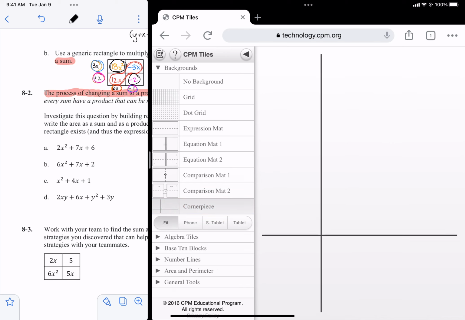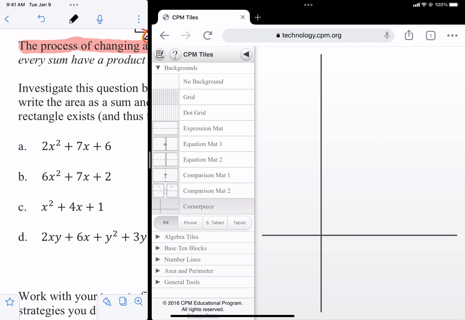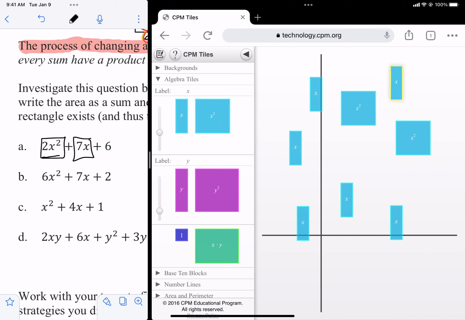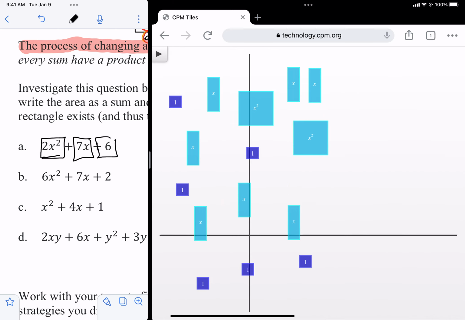Now, in order to use this background, we look at the expressions that we have over on the left. Notice how we have 2x squared. So what that means is we want to grab 2 x squared tiles. Notice how we have 7 x's. So remember, that just means grab 7 x tiles. 1, 2, 3, 4, 5, 6, and there's 7. And then last but not least, we have 6, which means 6 unit tiles. It doesn't really matter where you put them right now, because we're going to be moving them all around. 1, 2, 3, 4, 5, 6. Wonderful.